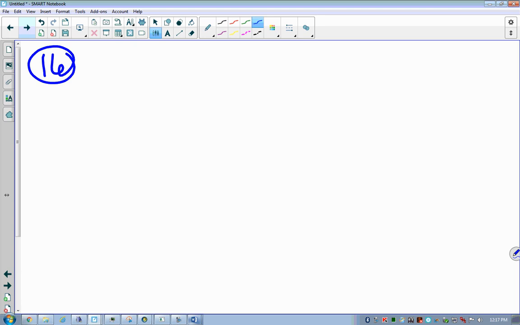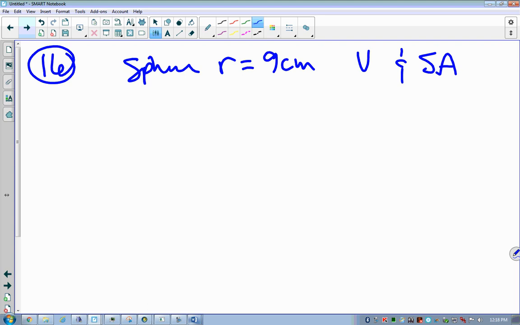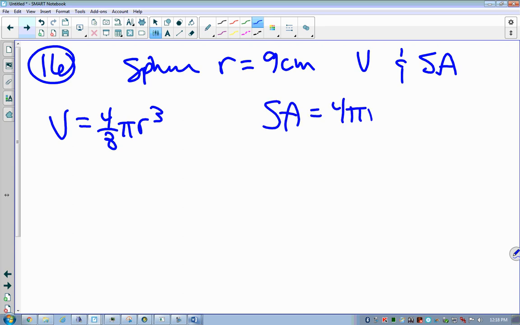Sphere has a radius of 9 centimeters. We want the volume and surface area. Well, the volume is 4/3 pi r cubed. Surface area is 4 pi r squared. So we have 4/3 pi 9 cubed, and we have 4 pi 9 squared.